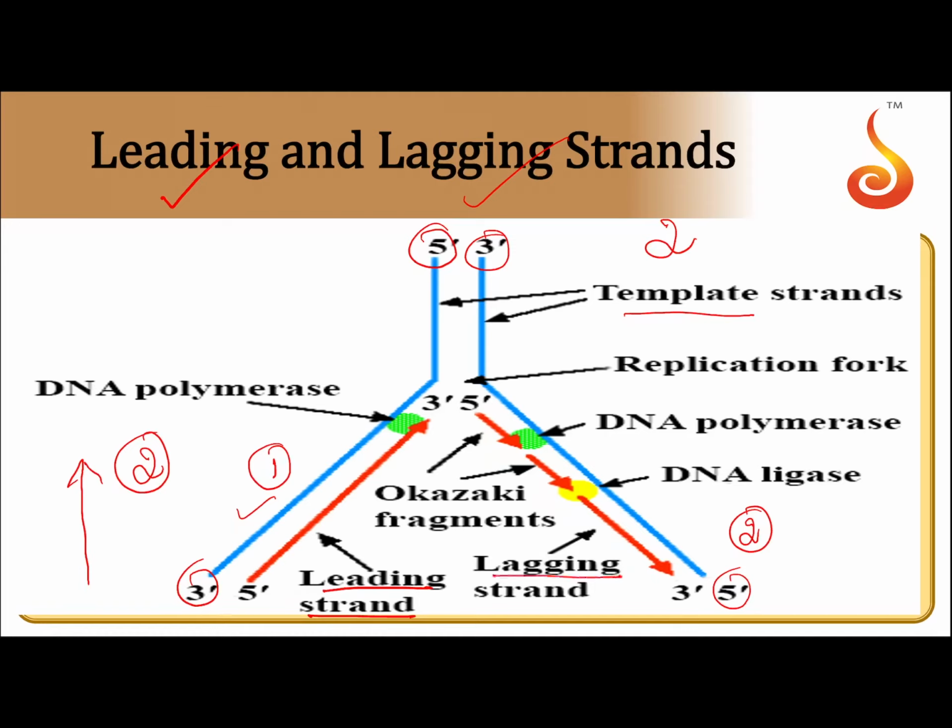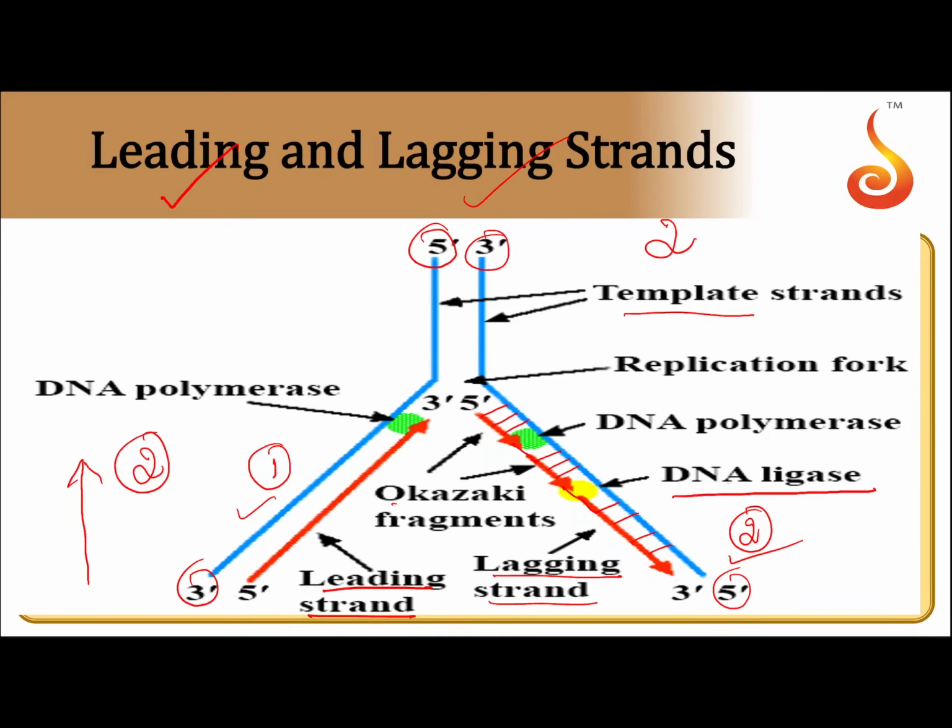Lagging strand is formed from the second parental strand. Why are we saying lagging strand? In the lagging strand, DNA replication occurs very slowly. In the lagging strand, DNA replication occurs in the form of fragments. These fragments were noted by Okazaki, so we are saying Okazaki fragments. All the Okazaki fragments are joined with the help of DNA ligase.